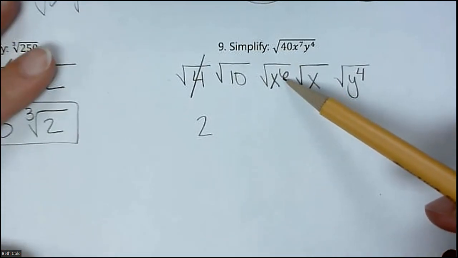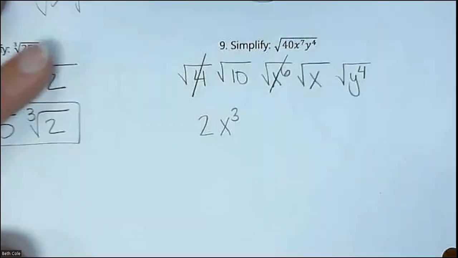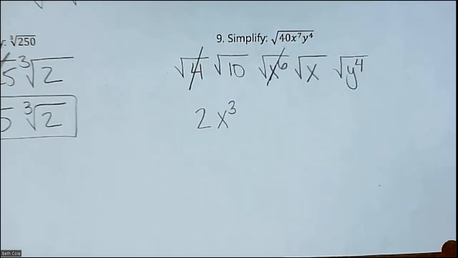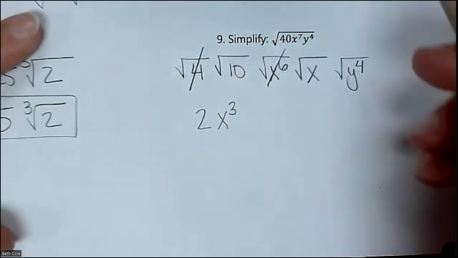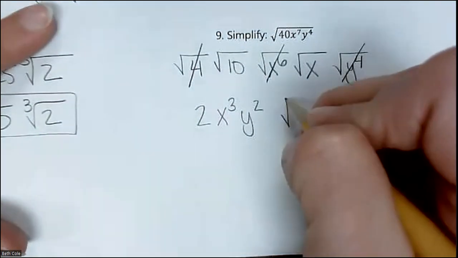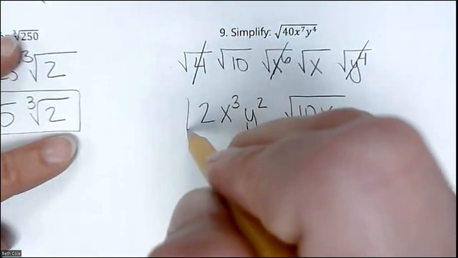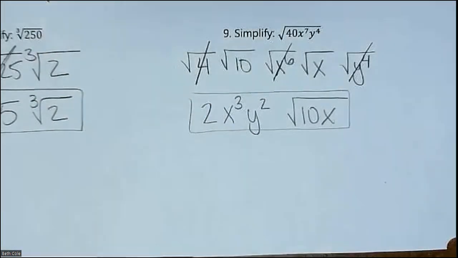This is the next one that's going to work. What will this reduce to? X cubed. 6 divided by 2 is 3. And then what's the last one that's going to work? Good. That'll be y squared. And then whatever you didn't check off stays under there. So check off your list because then it'll be really apparent at the end, like what's left over.